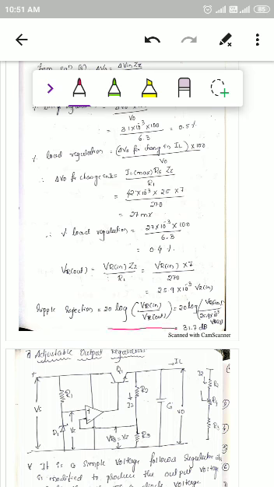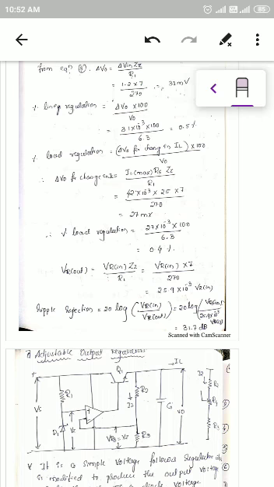Ripple rejection is 20 log of VR in divided by VR out, which is 25.9 into 10 raised to minus 3 VR in. So VR in and VR in get cancelled. 20 log of 1 divided by 25.9 into 10 raised to minus 3 is 31 dB. 31 dB is the ripple rejection factor of the circuit.